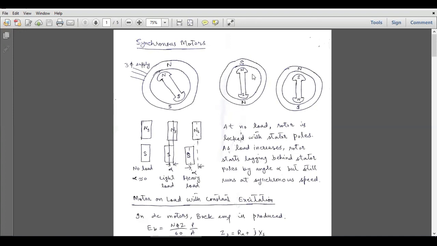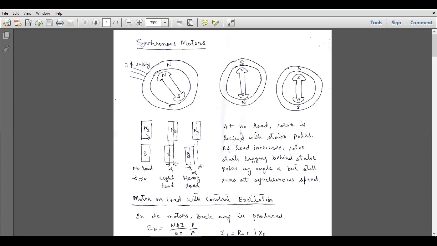So in synchronous motors, the speed of the rotor is exactly equal to the synchronous speed. That's why these motors are called synchronous motors, because they run at synchronous speed. When we apply a mechanical load at the output shaft of the synchronous motor, the speed of the rotor will remain the same, but the rotor will lag behind the magnetic field of the stator by some angle alpha, and that angle is called the load angle.